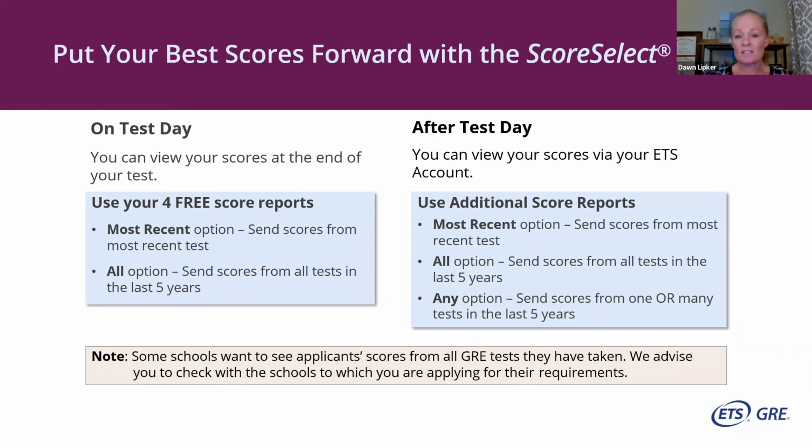But let's say you decide not to send your scores that day. You can always send individual scores or your select scores for that additional fee of $27. And the way you do it is through your ETS account, which is how you register. You would just sign in to designate the schools that you wanted to choose at that time.